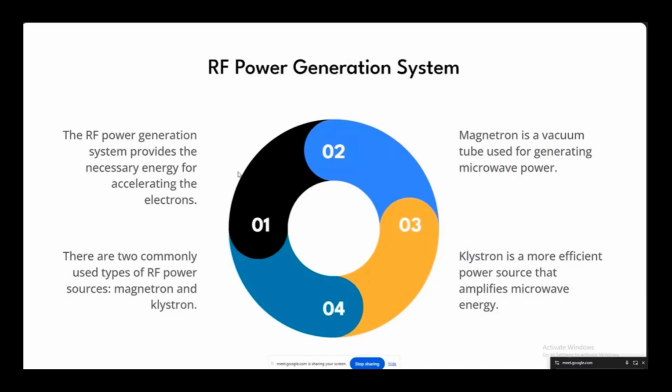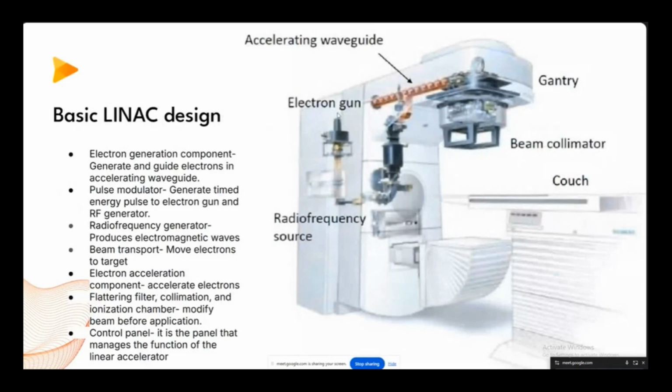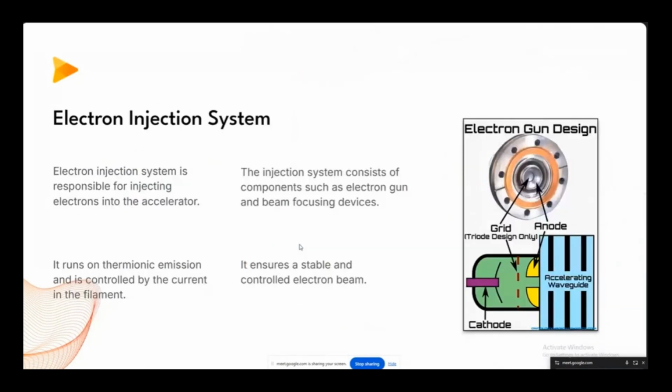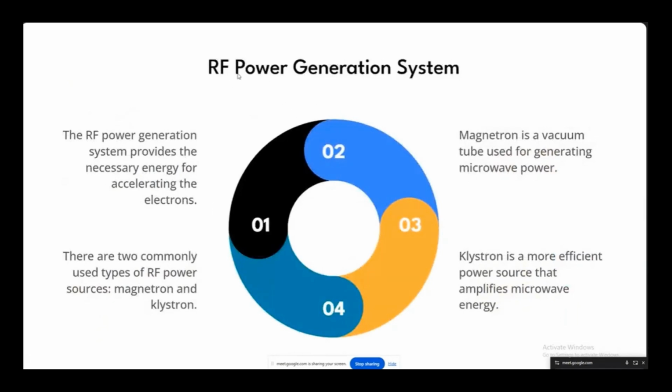Now there is another part of it. We have discussed this electron gun briefly. Now we will discuss this radio frequency source. This radio frequency source, or RF power generation system, is very important because it is used to accelerate the electrons. The RF wave that is generated is the one used to accelerate the electrons.